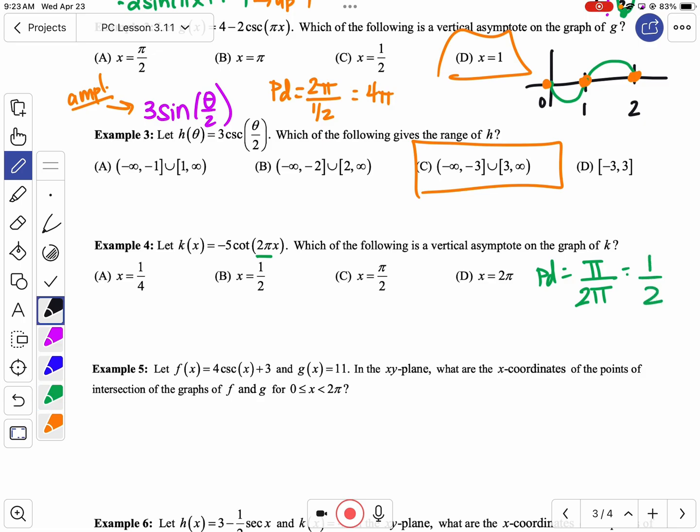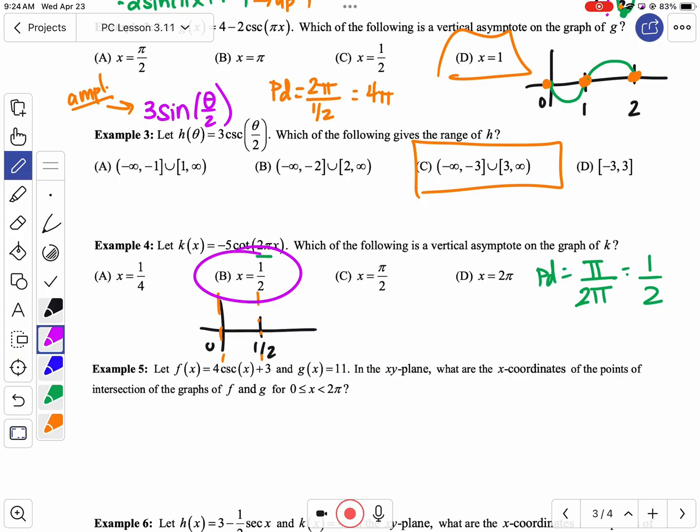1/2. Which means if we started the tangent graph at 0 and 1 over 2, those would both be asymptotes. The next one would happen at 1, 1.5, 2. So of my options that are up here, which one's the asymptote? The 1/2, because it's always that distance of your period.